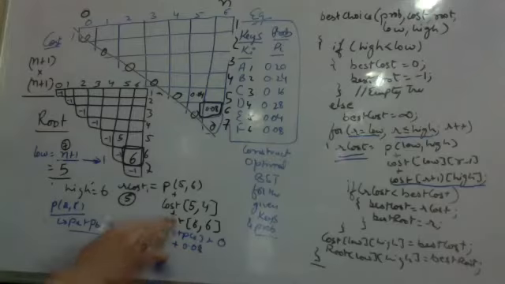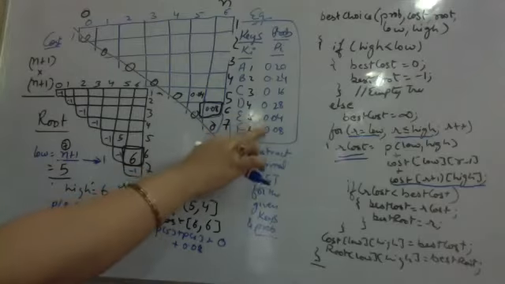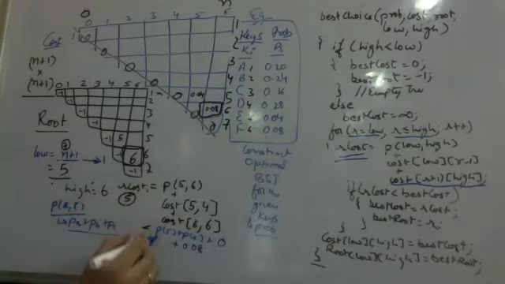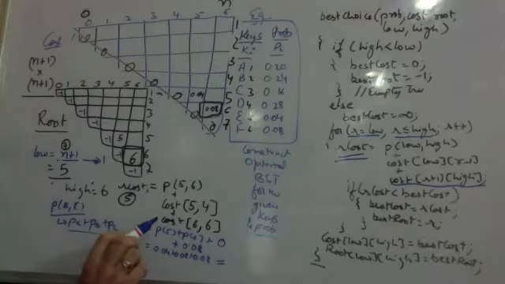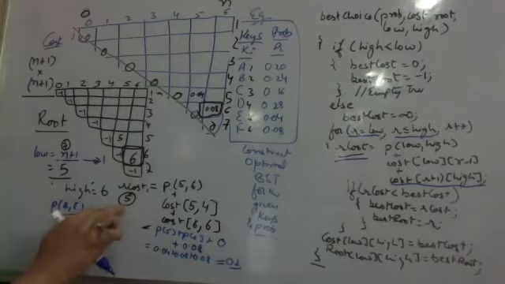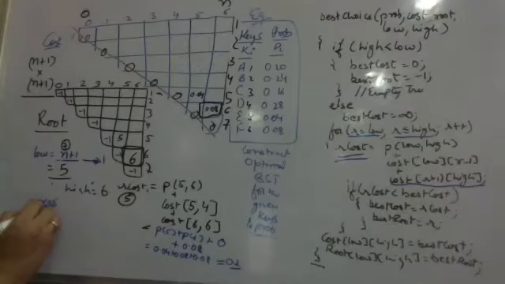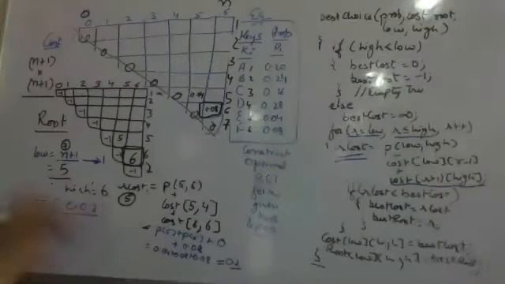So probability of 5 is 0.04. Probability of 6 is 0.08. So I add 0.04, 0.08 plus 0.08. So this total comes out to be 0.2. This is for root 5. Yes, ma'am. So for root 5, I have the cost to be 0.2 when I am calculating 5 से लेके 6 तक में.